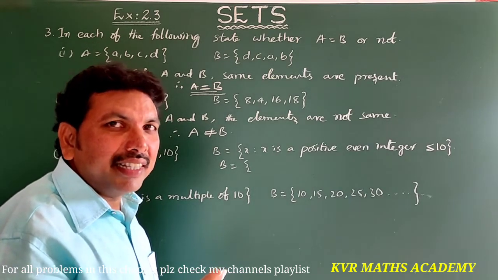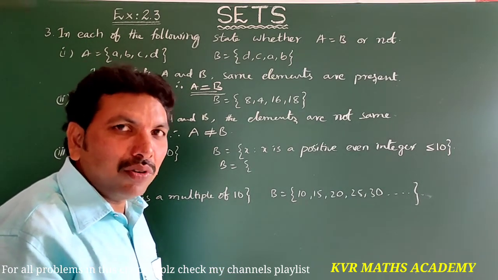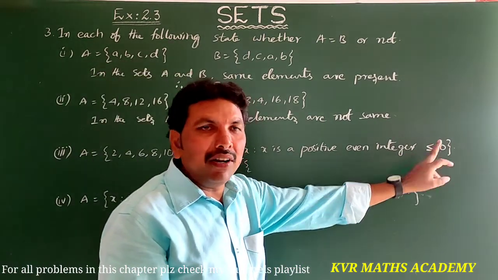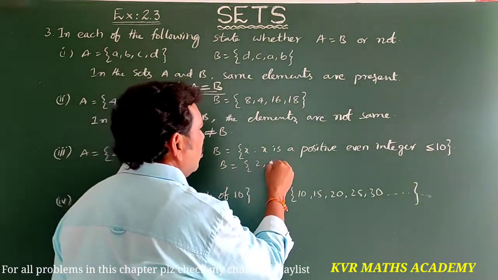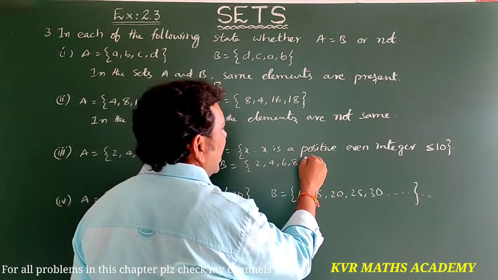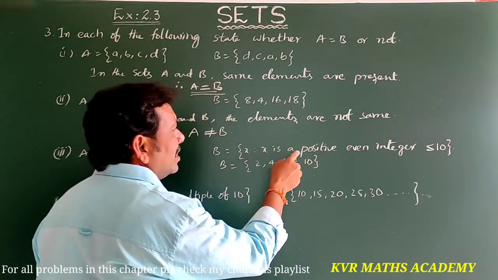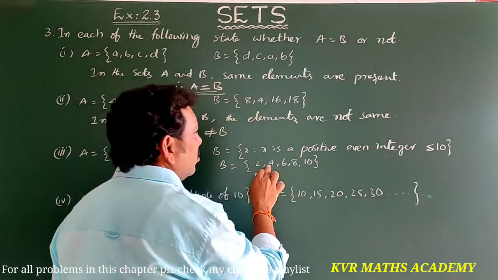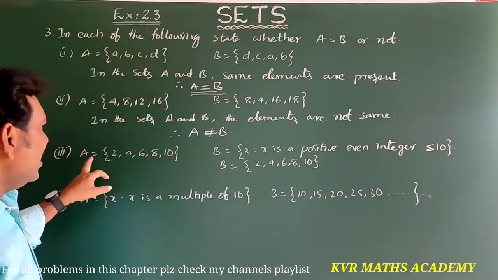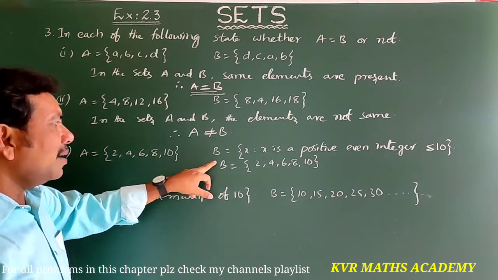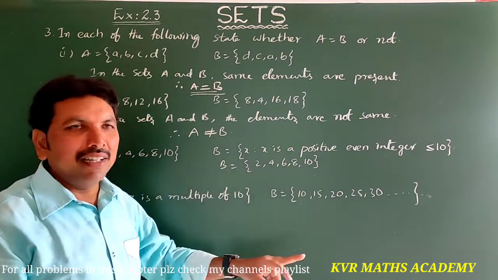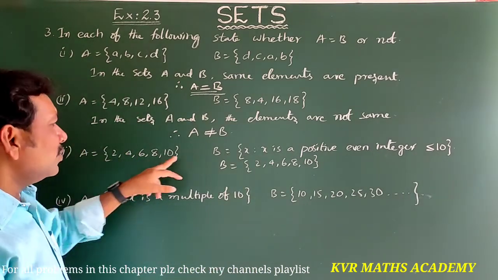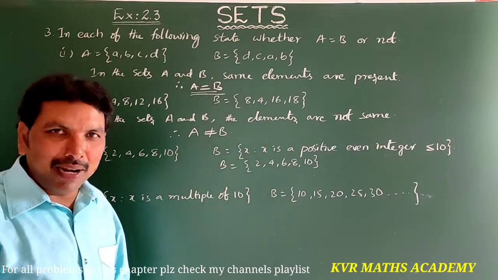Positive even integers. What are even integers? 2, 4, 6, 8, 10. Less than or equal to 10 has given, no? Yes, that is only right now. 2, 4, 6, 8 and 10 only. So here A is 2, 4, 6, 8, 10 and B is also 2, 4, 6, 8, 10. So these both are equal or not? Yes, because these two sets having the same elements.